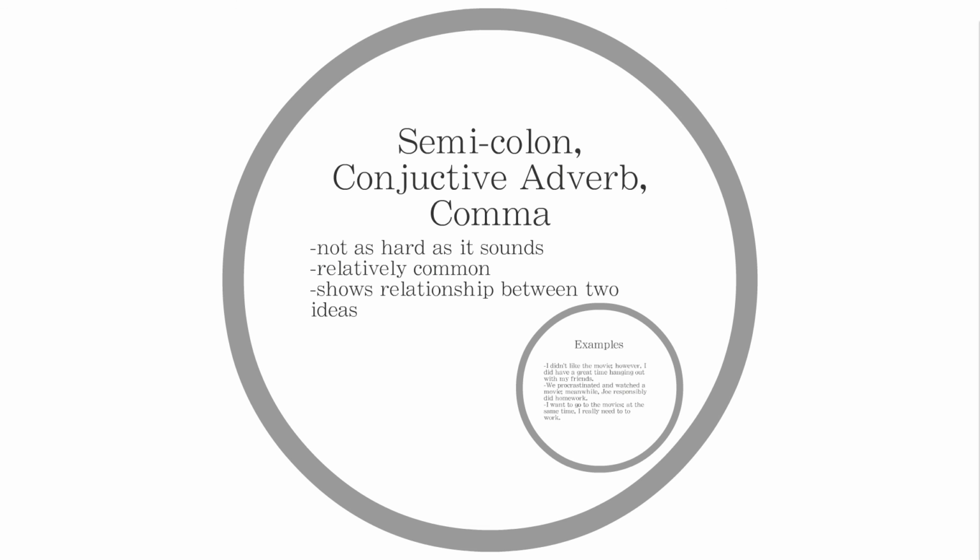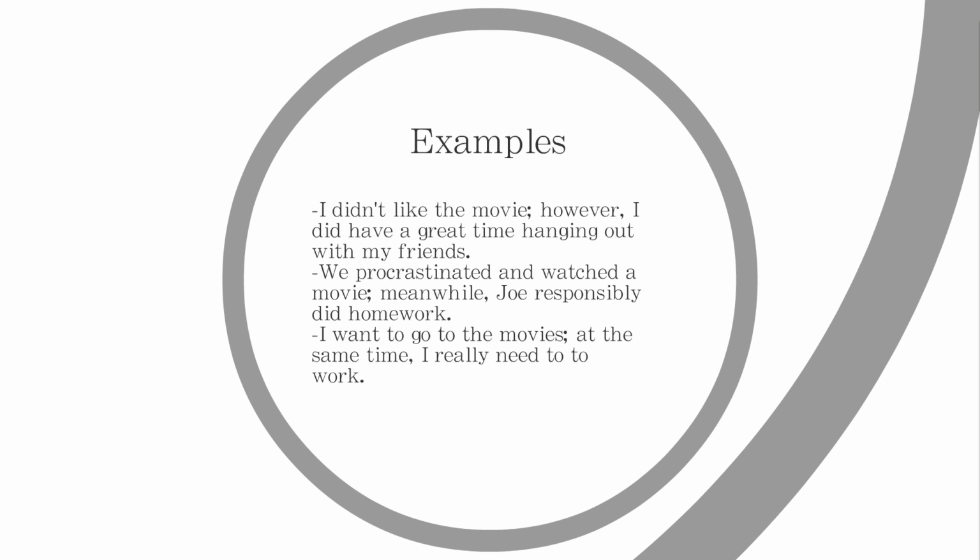Let's look at examples. Here we have two sentences. The first is, "I didn't like the movie." The second is, "I did have a great time hanging out with my friends." To show the relationship between these and connect them into one sentence, we can place a semicolon after the first sentence, followed by the word however, followed by a comma. Once you start practicing constructions like these, you'll see them used everywhere in writing. Review the final two examples, then try writing your own.